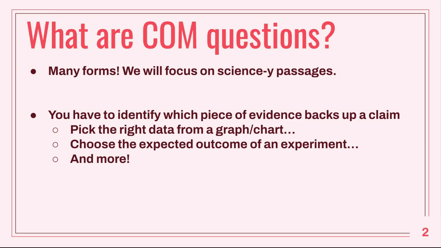So you essentially always have to do the same thing. You have to identify which piece of evidence backs up a certain claim. And this can involve picking the right data from a graph or chart, or choosing the expected outcome of an experiment, or picking the right quote from a book that would support a claim, all sorts of stuff. So it comes in many different forms, but essentially you're just doing the same thing.